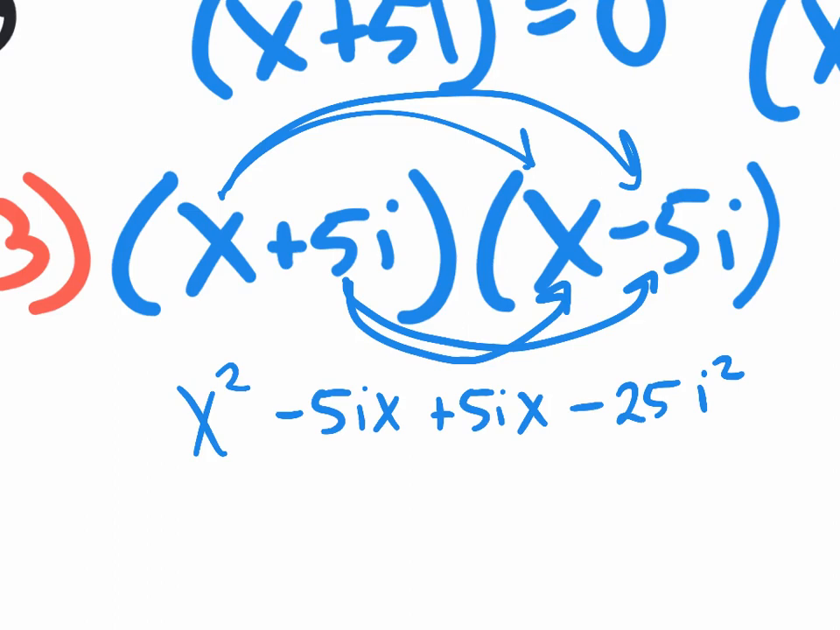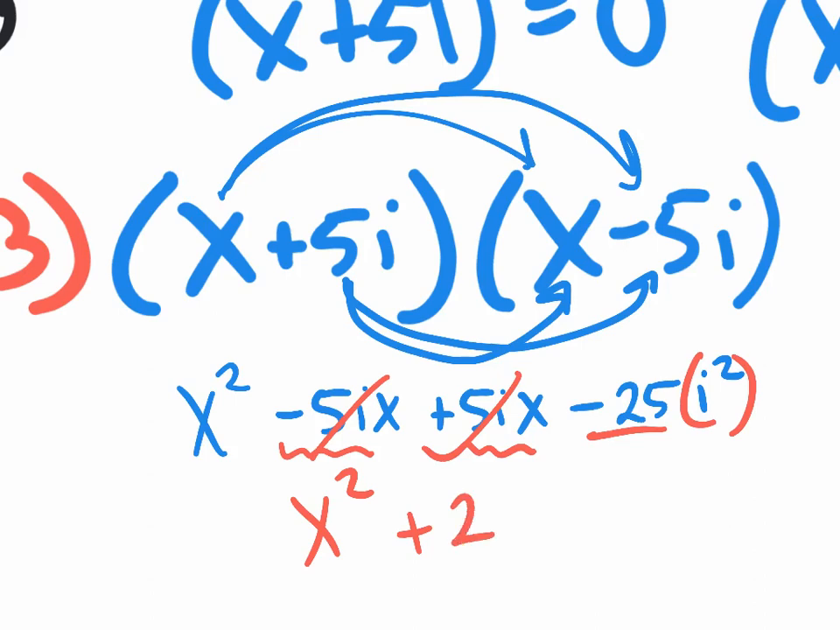So, as you can see, the middle terms are the exact opposite values. They cancel out. You end up with x squared minus 25 times i squared, which is really -1. So you don't really have a -25, you have a plus 25. So both of those nasty blue binomials multiplied together give you this nice quadratic binomial.